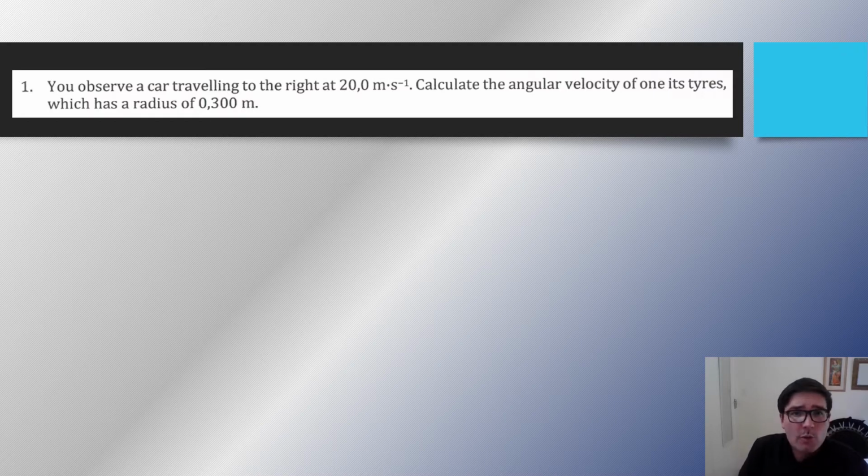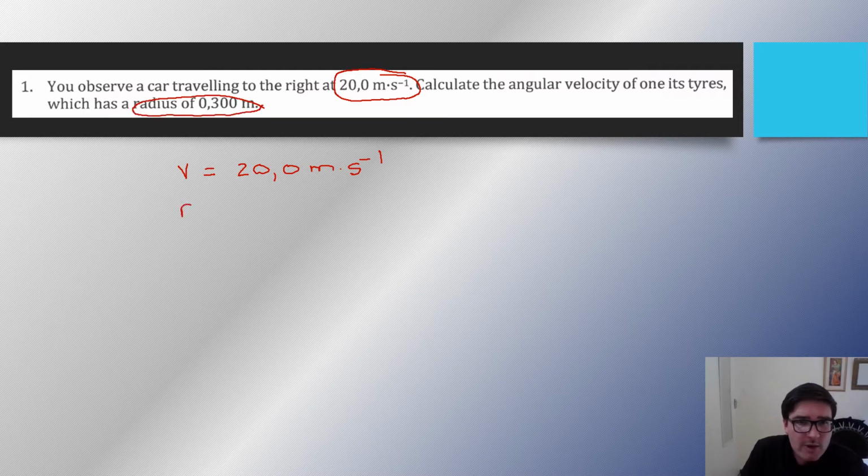Okay, so we first need to ask what we have. That 20 meters per second, seeing that it's in meters per second, is our linear velocity. So we've got a linear velocity of 20.0 meters per second. Then we are given a radius of, not 300 meters, 0.300 meters. That would have been a very big tire. In any case, they ask, calculate the angular velocity. So we want to know omega.